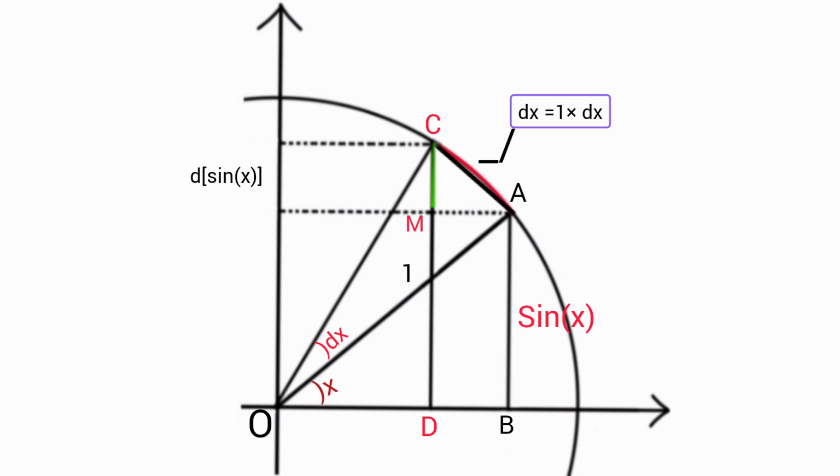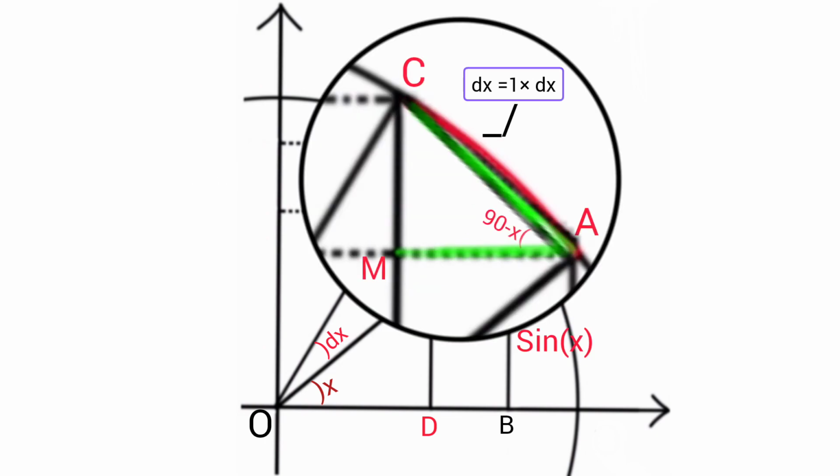To find the length of MC, we start with the base angle AOB. The angle MAO is also equal to x since they are alternate angles, and since angles CAM and MAO are complementary, being between the radius and tangent, angle CAM is equal to 90 minus x. Therefore, the required angle MCA is equal to x.